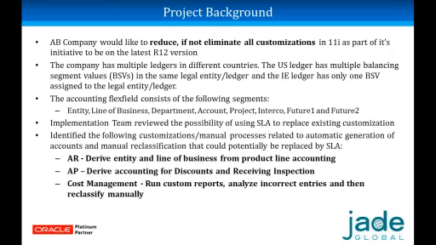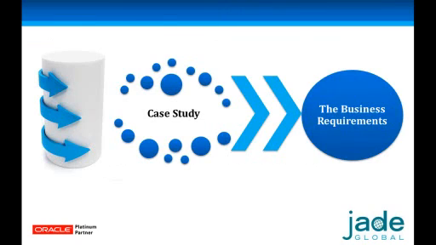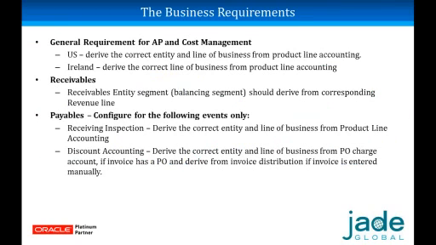So the implementation team came up with a solution to replace those existing customizations or processes. So what exactly are the business requirements? The general requirement for AP and cost management is, for US, derive the correct entity and line of business from product line accounting. For Ireland, derive the correct line of business from product line accounting. Because Ireland has only one entity, there was no need to configure the entity segment.